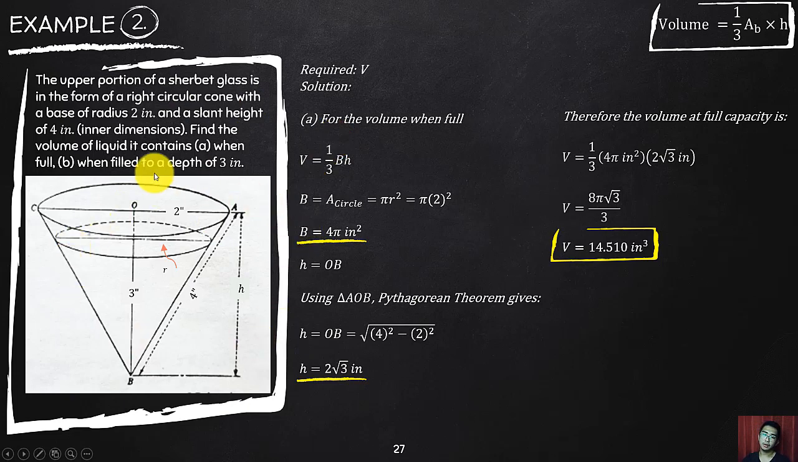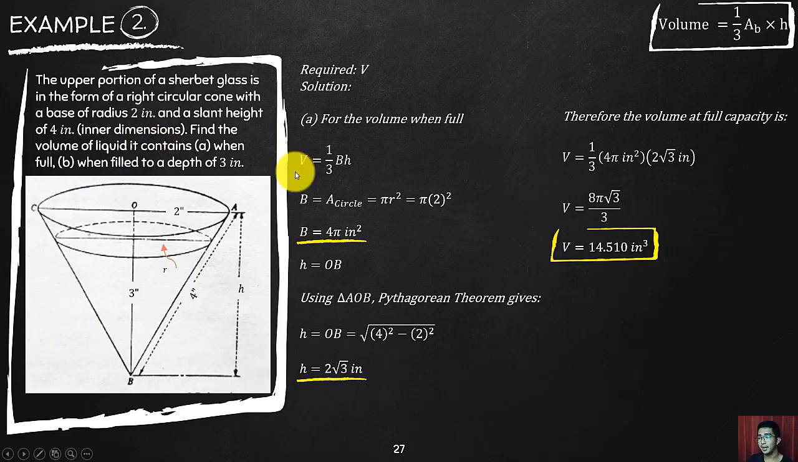Okay, so solution number 1 for the volume when full. Since this is a cone, recall that the volume of a cone is 1/3 area of the base times height. The base of our cone is a circle. What is the radius of the base? That is 2 inches. Take note, we are considering full capacity here. So we're going to fill this up. The vertex of this cone is B, the center of the circle's base is O, and the edges of the circle are A and C.